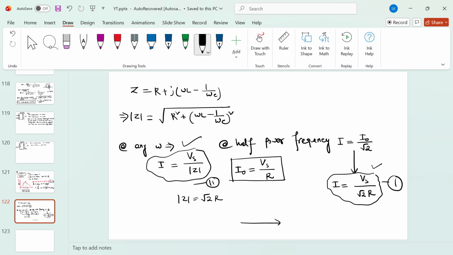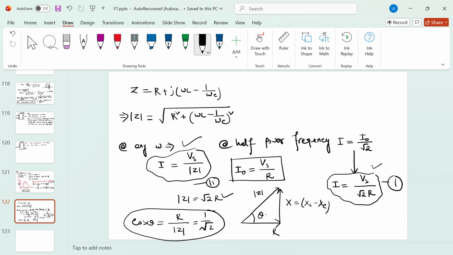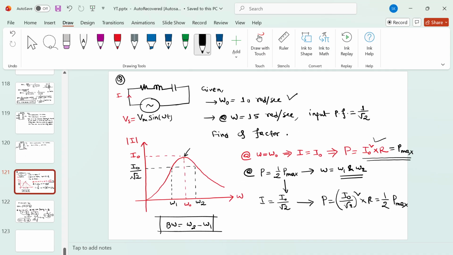Now if you draw the impedance triangle, this is the resistive part and this is the reactive part, that is XL minus XC. And this is the mod Z, and this is theta, the input power factor angle. So cos theta is simply R by mod Z. From this relationship, R by mod Z is simply 1 by root 2. That means at half power frequency my power factor is 1 by root 2. That means the frequency that is given to us, 15 radian per second, is basically the half power frequency.